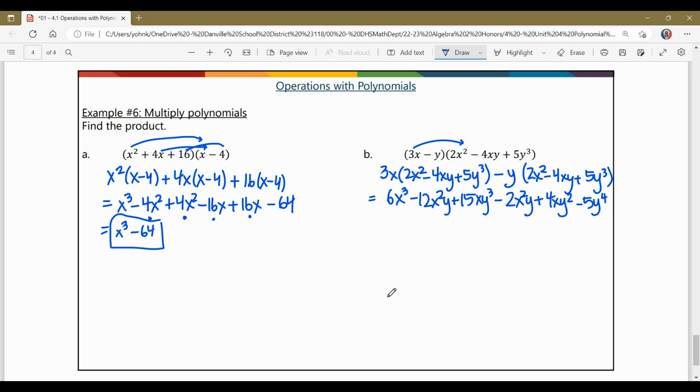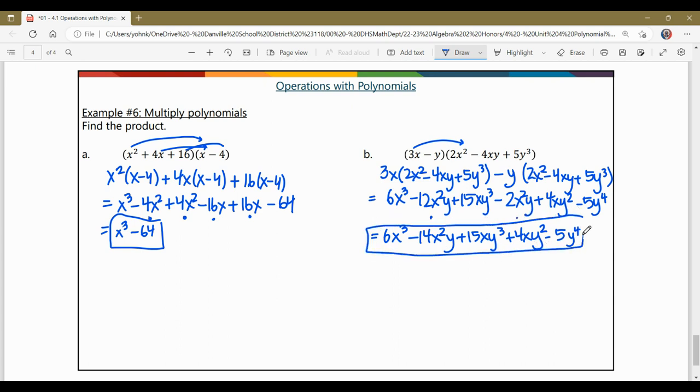So now let's see, do we have any like terms? Looks like I have an x squared y here and an x squared y here. So we say 6x cubed minus 14x squared y. Then I don't have any more. Plus 15xy cubed plus 4xy squared minus 5y to the fourth. Well, that one's pretty ugly, but not impossible.